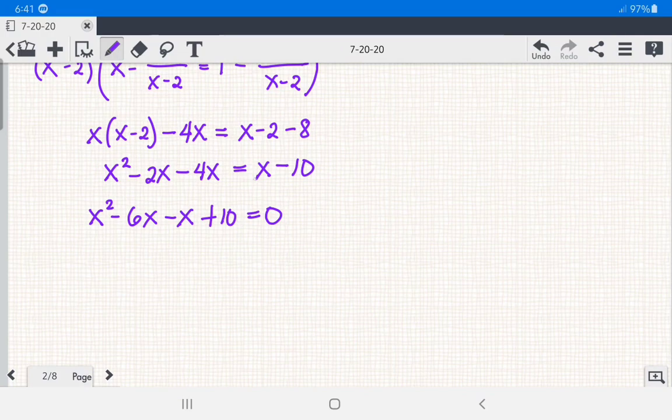Or, you can make use of the subtraction property of equality. So, subtract x on both sides of the equation and then add 10 on both sides of the equation. Then we have x squared, negative 6x minus x, that is negative 7x, then plus 10 equals 0. Then as you can see, this is now the quadratic equation in standard form, right? We have x squared minus 7x plus 10 equals 0.